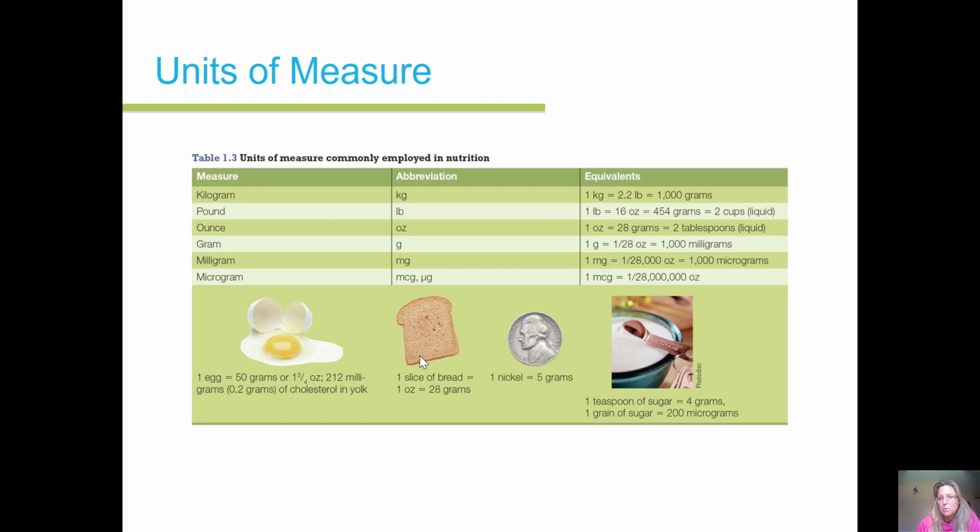Or teaspoons, tablespoons, things are measured, condiments are measured using those types of things. Or they might be measured in cups. So we'll be getting into different serving sizes actually in chapter 4 and chapter 6 in your textbook as well.